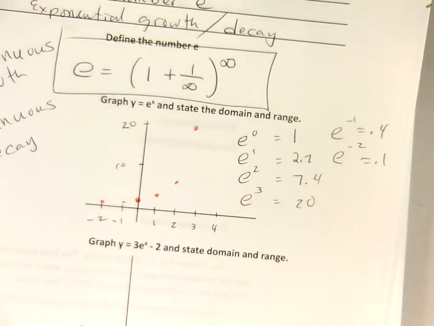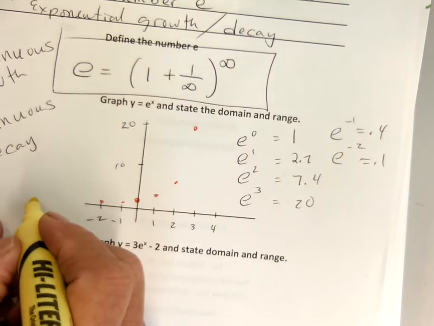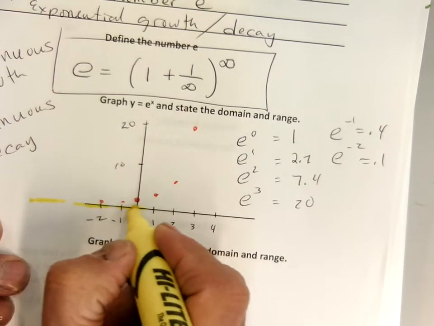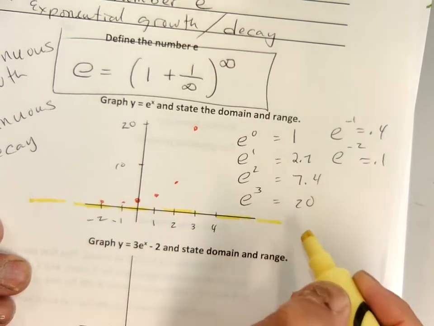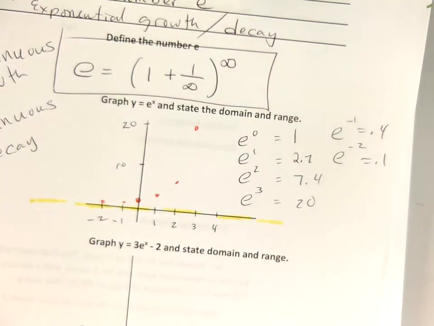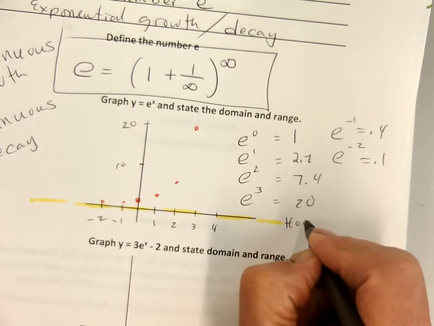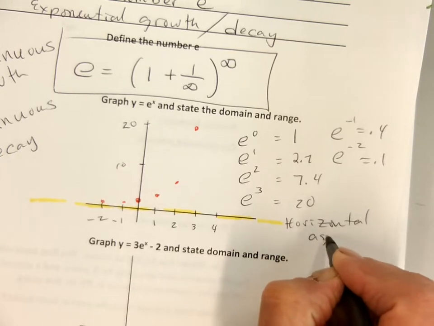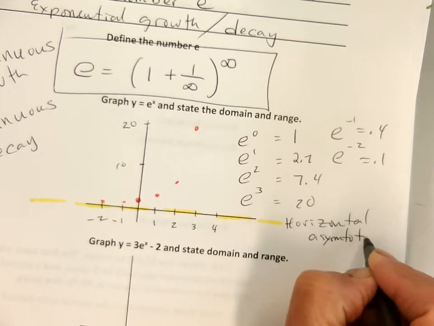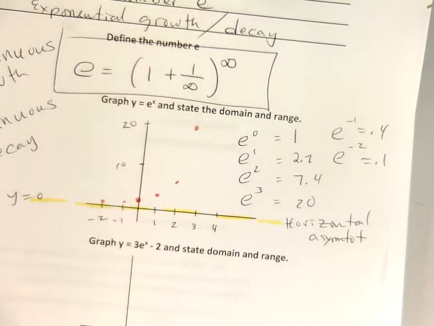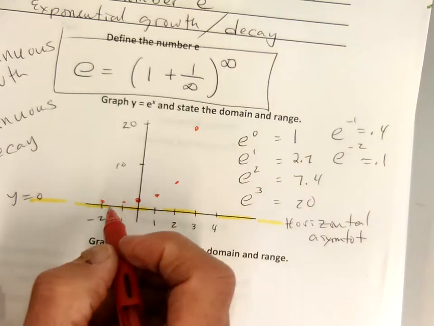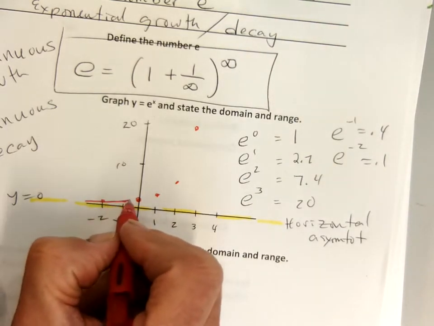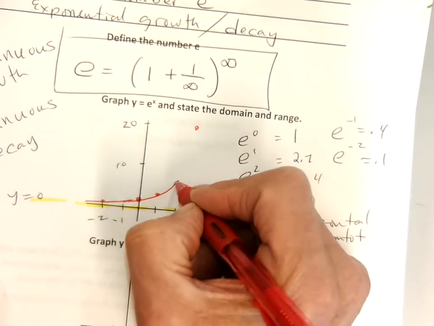We talked about how it has this invisible boundary line that it gets closer and closer to but never touches, and that's called my horizontal asymptote. That's at y equals 0. I'm going to connect the dots because it's not like Skittles. I mean, I can put in any number, right? There it is.